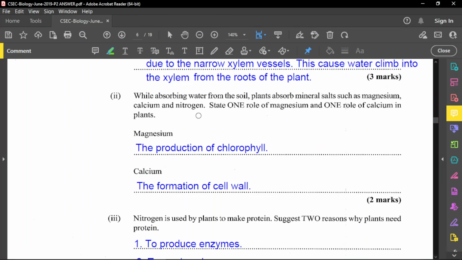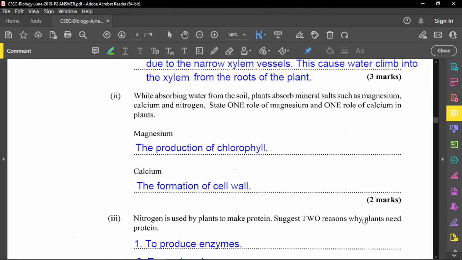All right, for part 2, while absorbing water from the soil, plants absorb mineral salts such as magnesium, calcium, and nitrogen. State one role of magnesium and one role of calcium in plants. And so for magnesium, it's really the production of chlorophyll. That's the main function. Yes, magnesium will help with other functions as well, but the main thing is to produce chlorophyll. Now, calcium helps to form cell walls, all right? And nitrogen is used to make protein here.